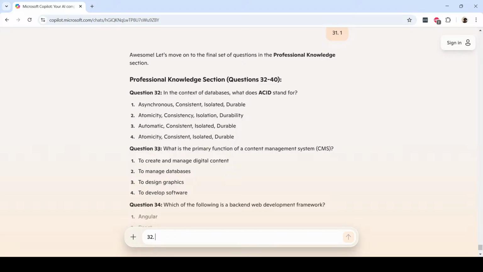Okay, in the context of database, ACID is atomicity, consistency, isolation, and durability. Yes, two. It should be consistent or consistency, durable. Atomicity, consistency, isolation, and durability. Selected. I will still go with two.